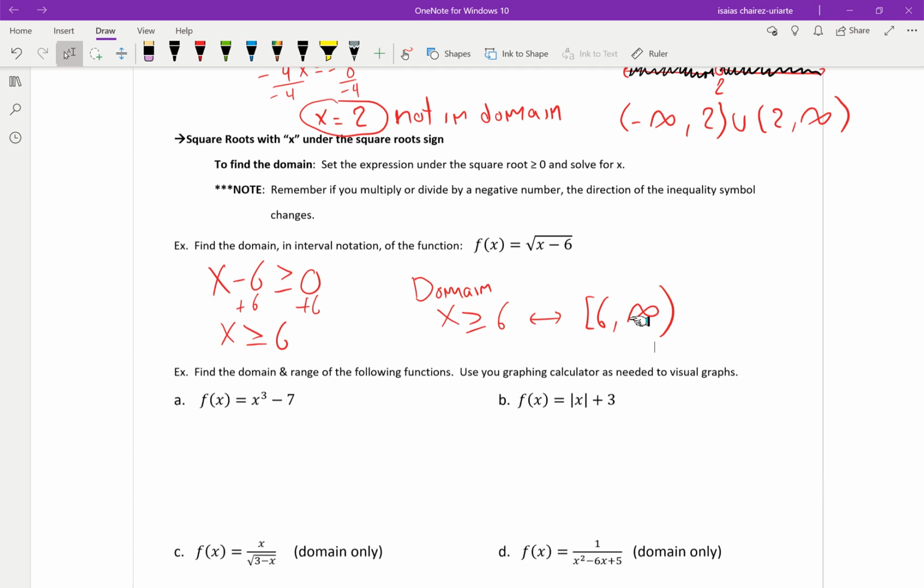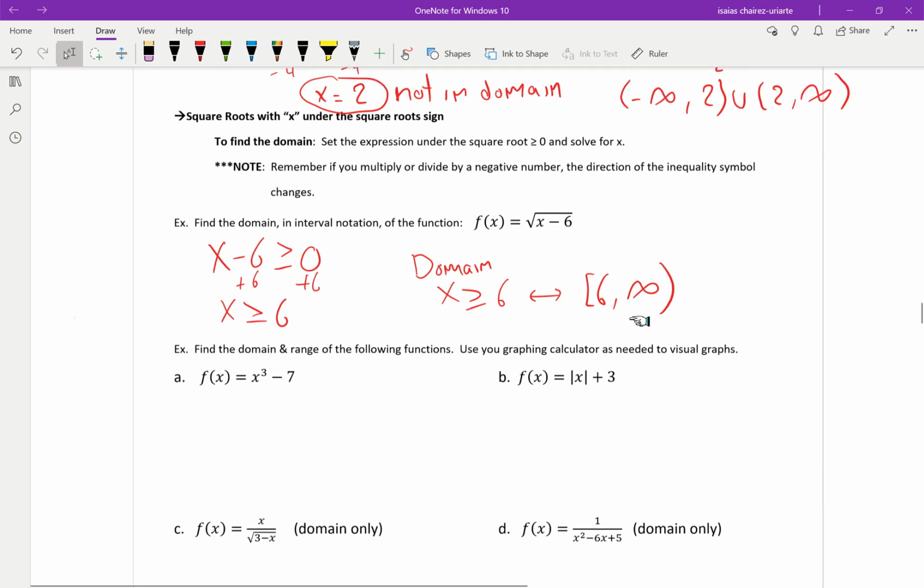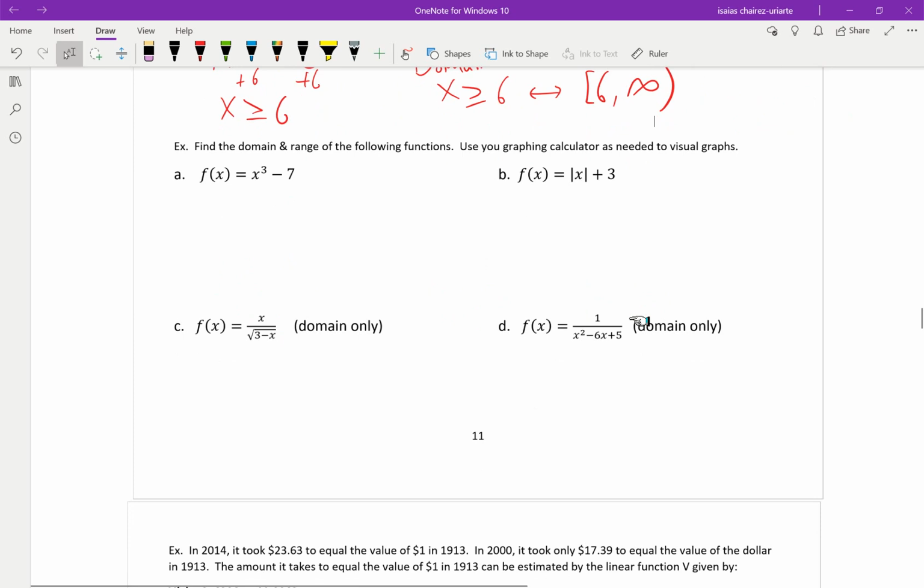Okay, so let's determine the domain and the range of some more functions here. And we're going to use a little bit of the graphing calculator. I'll show you how to put these things into our graphing calculator so we can see the graph. Sometimes it's a lot easier to determine the domain and range of functions when you see the graph rather than just having an equation. So let me get my calculator here and show you.